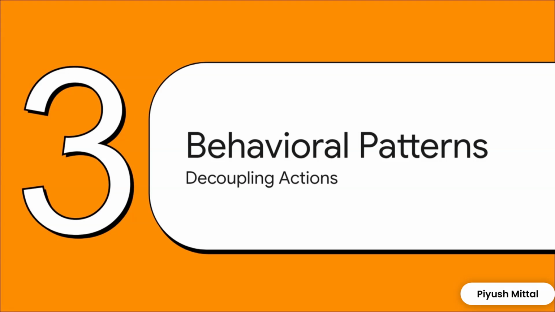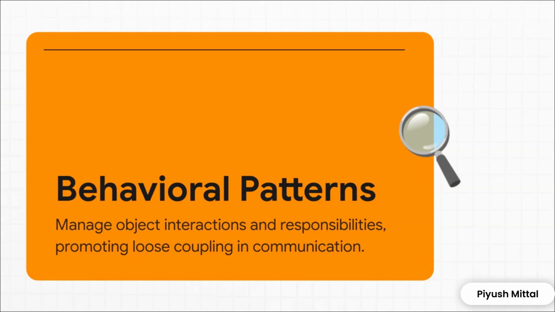And that brings us to our third and final category, behavioral patterns. Now these patterns are all about communication. They focus on how objects talk to each other and how responsibilities get passed around, which ultimately makes the whole system a lot more flexible. The big goal here is something called loose coupling.